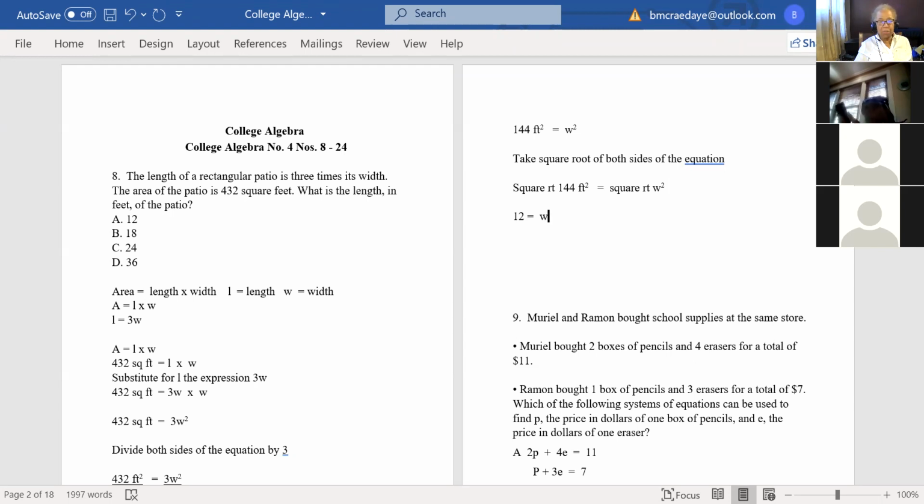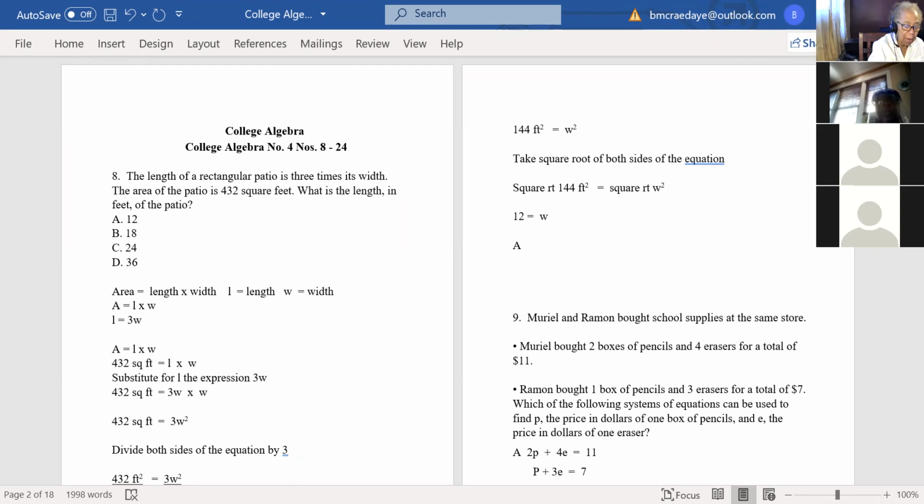Now, Audrey, can you hear me? Chastity? Yes, I'm here, Miss Barbara. Okay, the width is 12. How do I find the length? Go back to this formula. Area. This is another problem? No, we're on number 8. We're still on number 8.